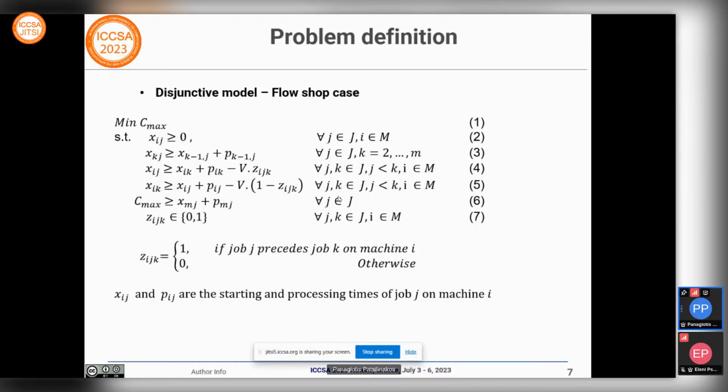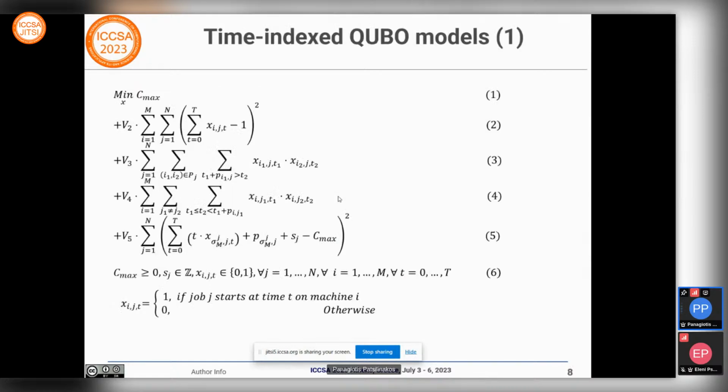So optimizing the problem aims at finding the right values for the starting times for the different jobs on the various machines, so that the Cmax is minimized. So this is the classical case.